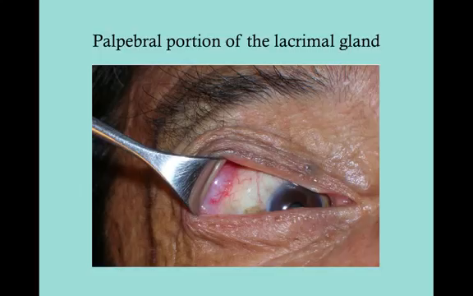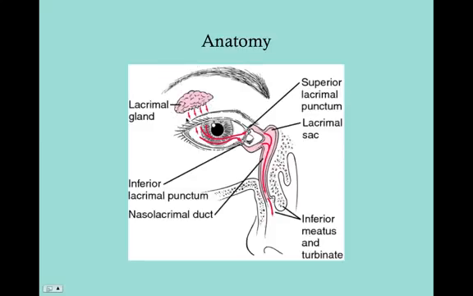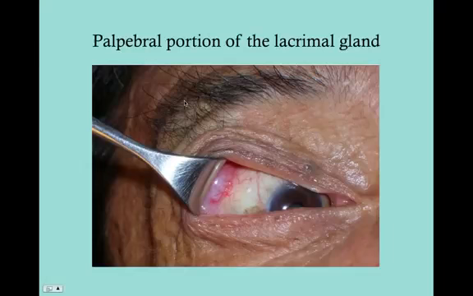All right. So the lacrimal gland can actually be seen if you retract the superior eyelid enough. I wouldn't recommend doing this to your patient unless you really need to. It looks pretty uncomfortable, but the lacrimal gland can be seen. And this is the palpebral portion of the lacrimal gland, so it's the more inferior portion. This portion right here can be seen if you retract the eyelid enough.